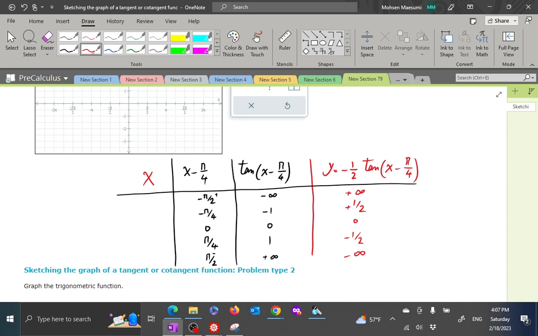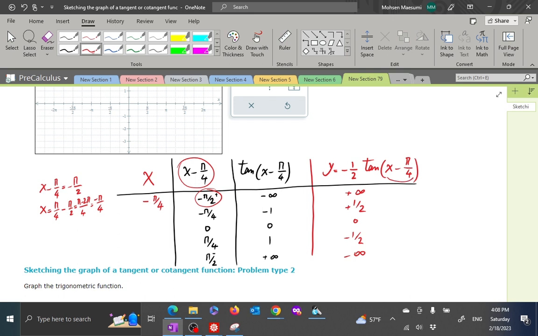The only thing left to do is to figure out the actual values of x. If x is my input value, I set x minus pi over 4 equal to this critical number. If it is minus pi over 2, what is x? x is going to be pi over 4 minus pi over 2. Take a common denominator: pi minus 2 pi becomes minus pi over 4. We could have guessed this, as it is a shift to the right by pi over 4.